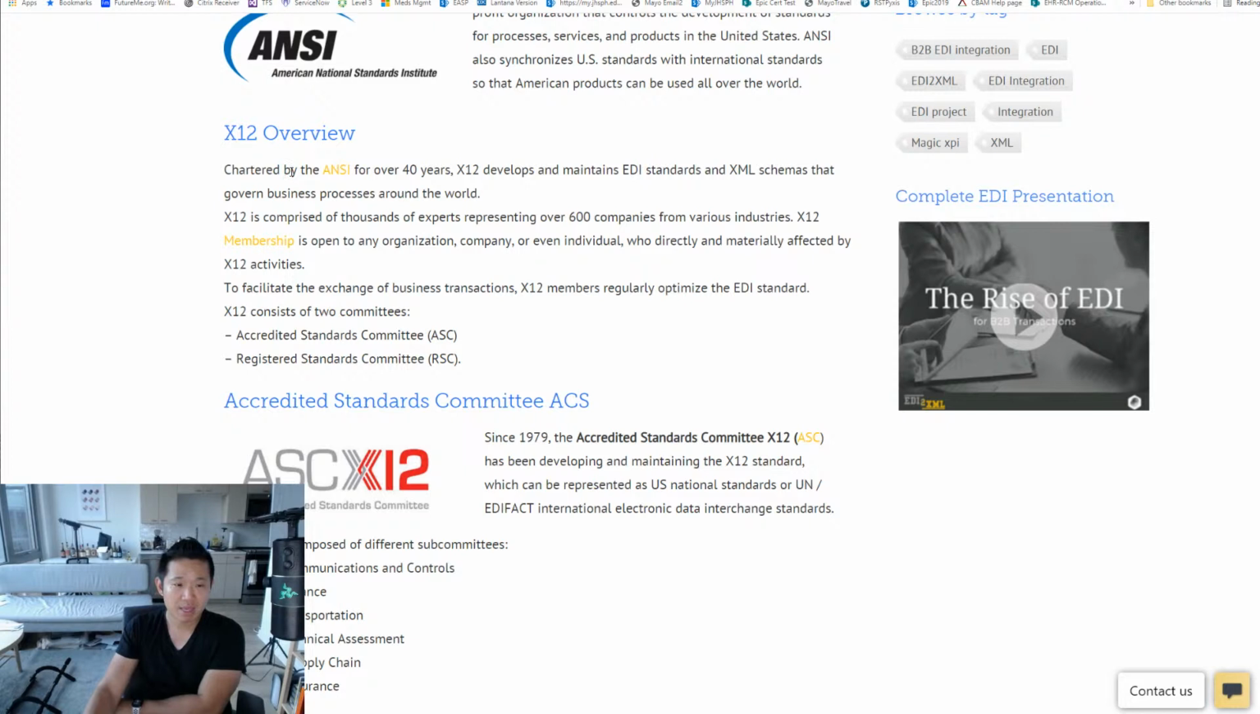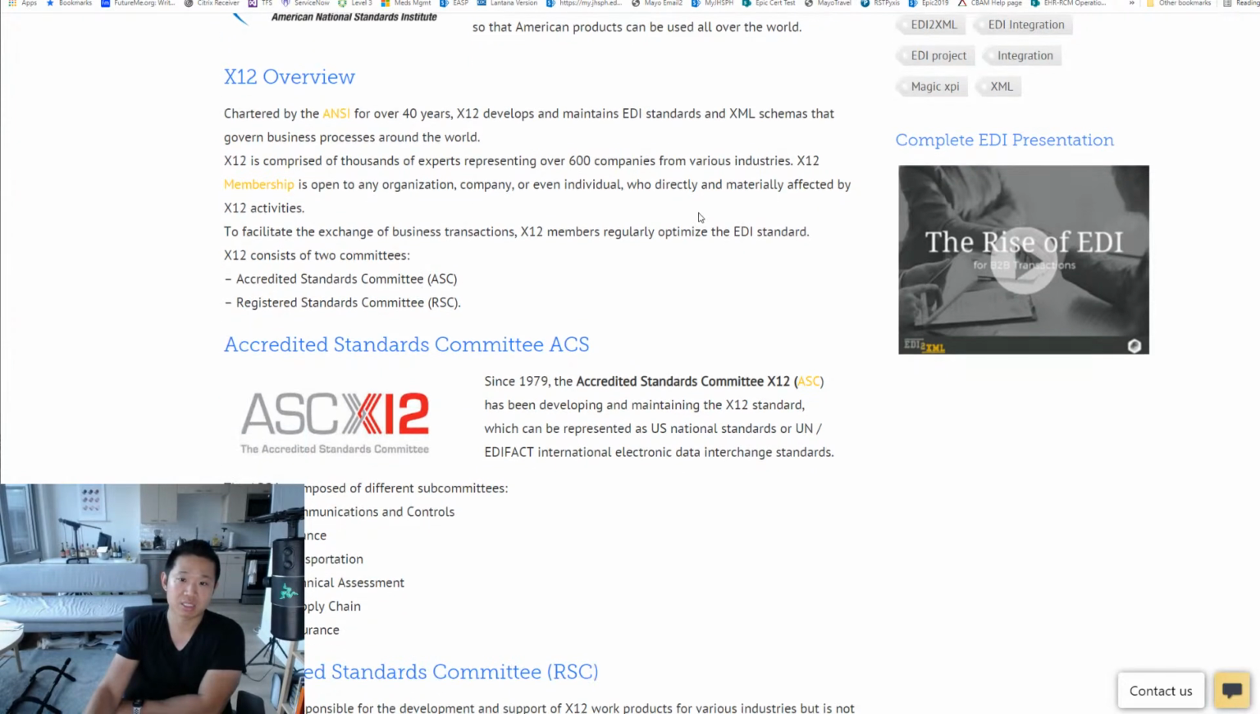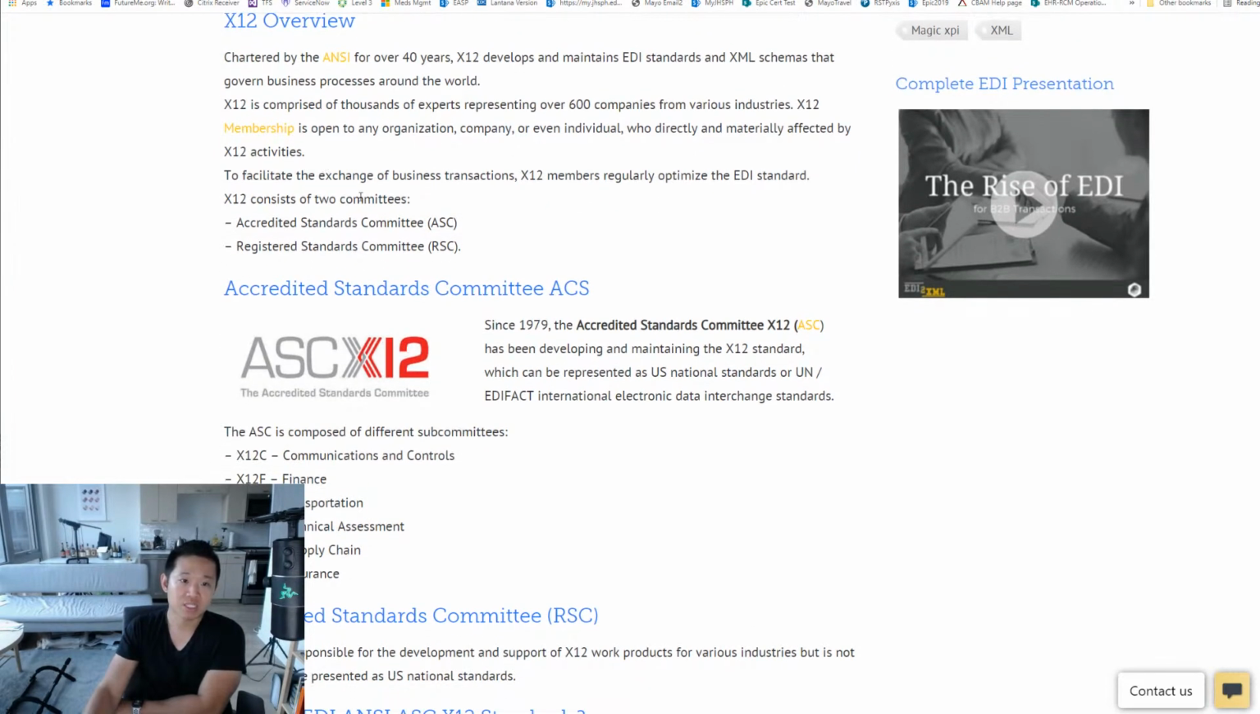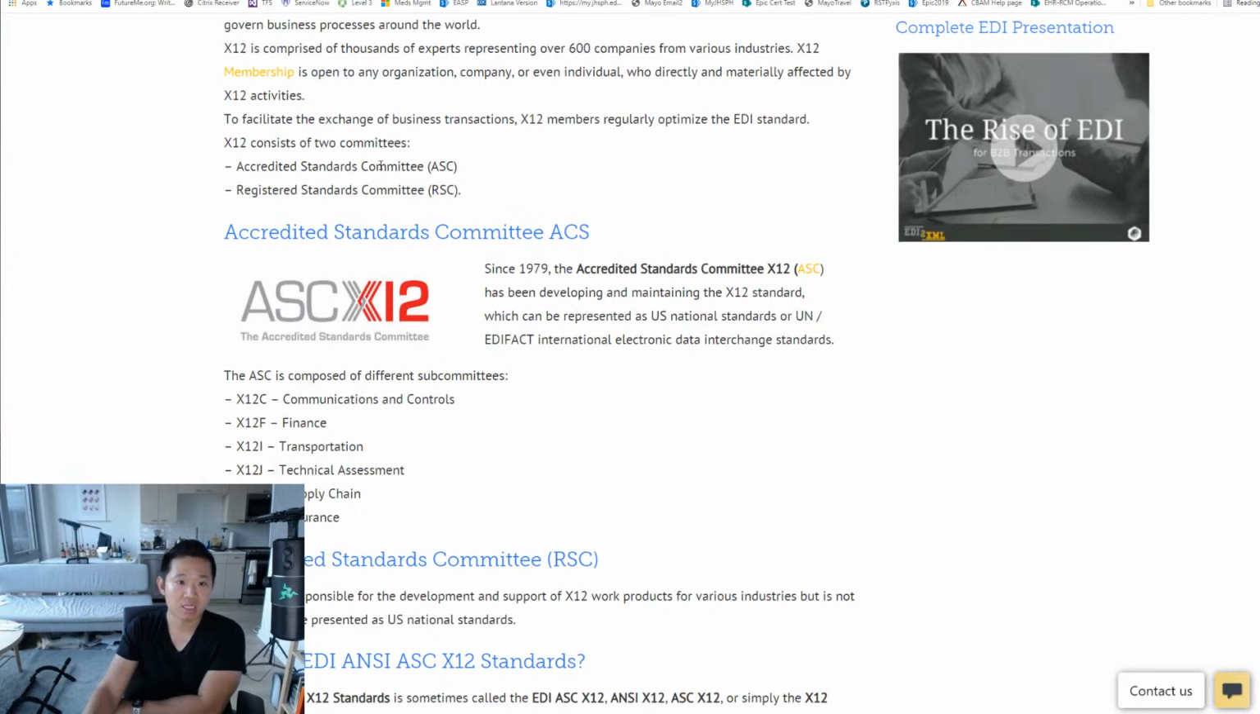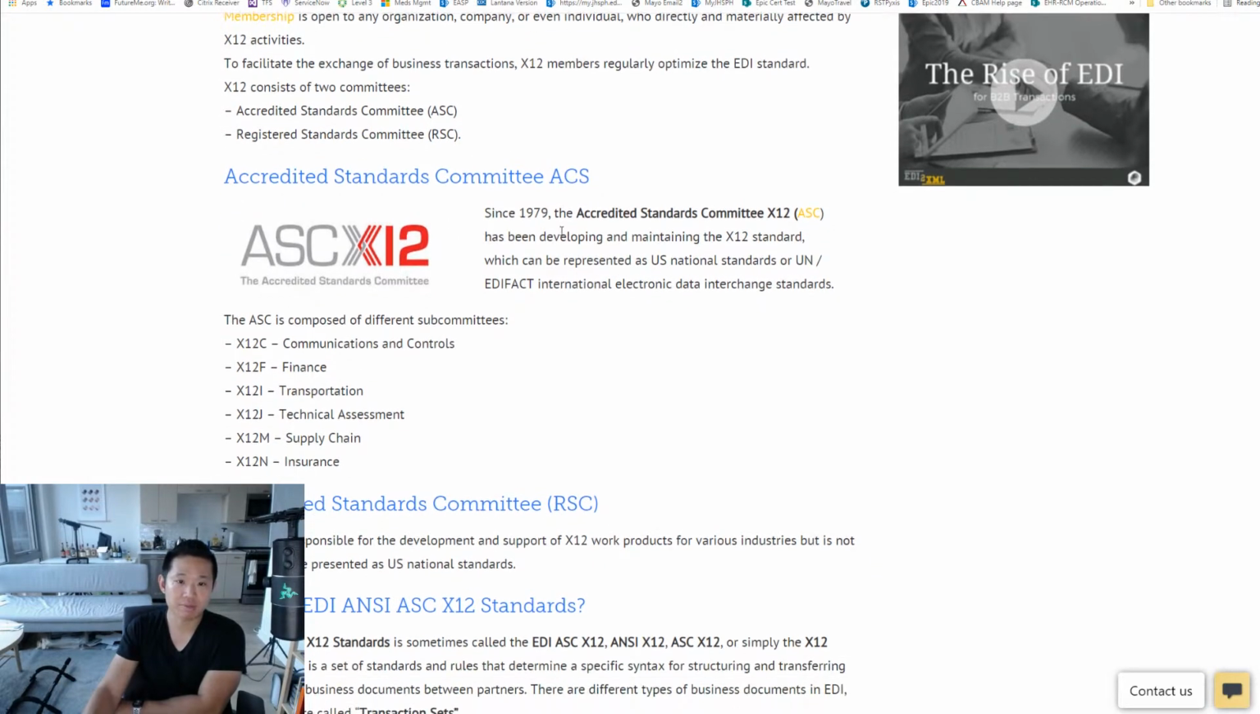X12 overview. Chartered by the ANSI for over 40 years, X12 develops and maintains EDI standards and XML schemas that govern business processes around the world. X12 is comprised of thousands of experts representing over 600 companies from various industries. X12 membership is open to any organization, company, or even individual who is directly and materially affected by X12 activities. To facilitate the exchange of business transactions, X12 members regularly optimize the EDI standard. X12 consists of two committees: Accredited Standards Committee, Registered Standards Committee.